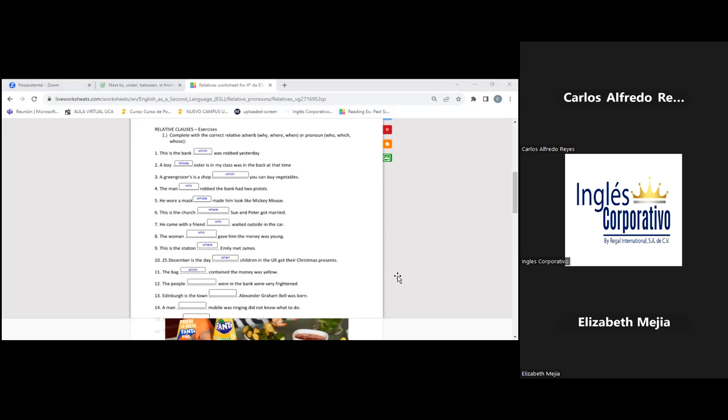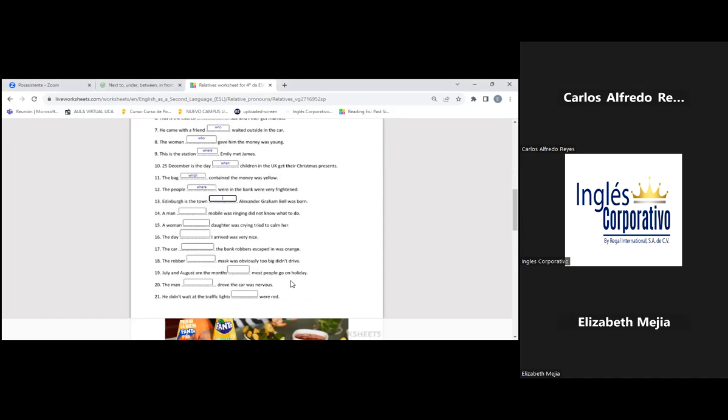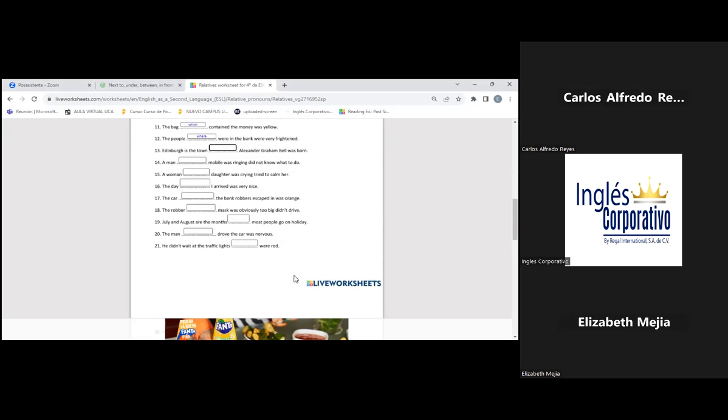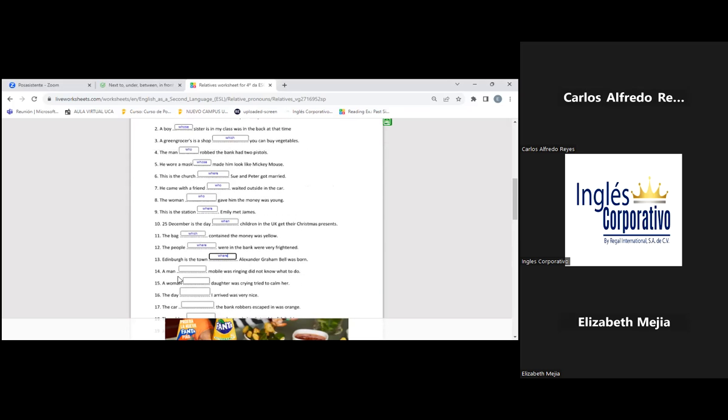Where, tal vez? Where are you? Where is? Ahí. Dios, falta tanto. In this town. Where is that? Porque es el lugar, ¿no? Ajá. Sí, el lugar. Amén.